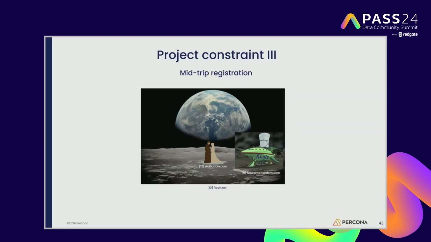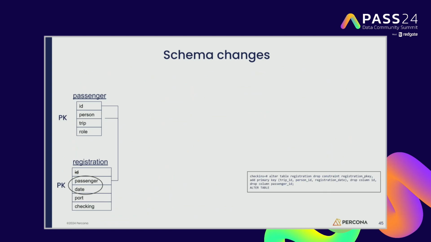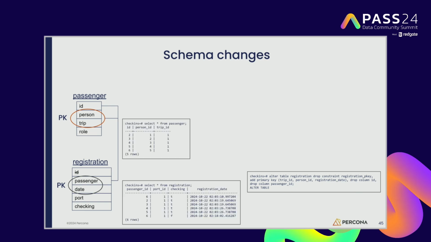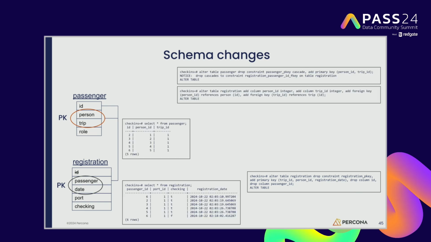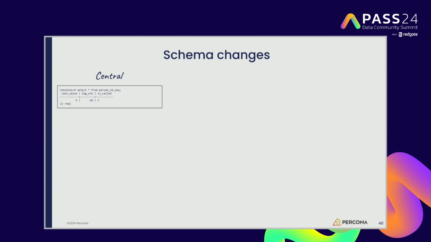So, for this mid-trip registration, I'm just changing the primary key on passenger, person, and trip. And for person, we are using the same approach we used on the test, which was altering the primary key. This is just showing the process I did to alter the primary key to use person and trip instead of ID.